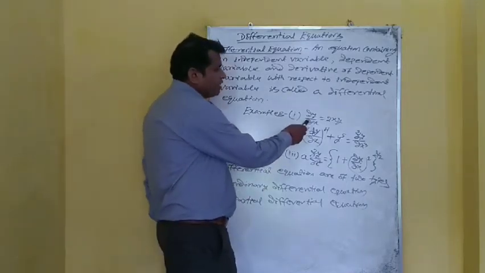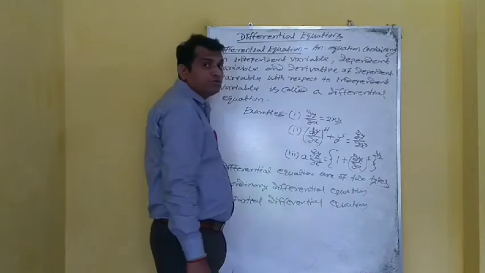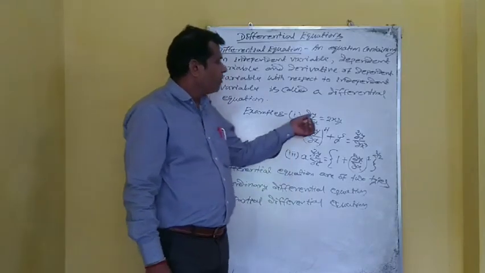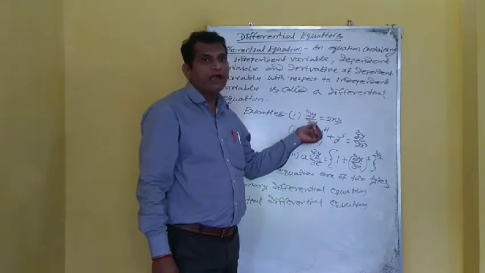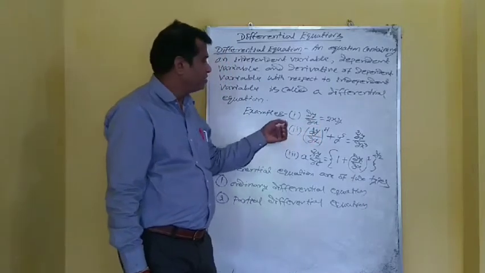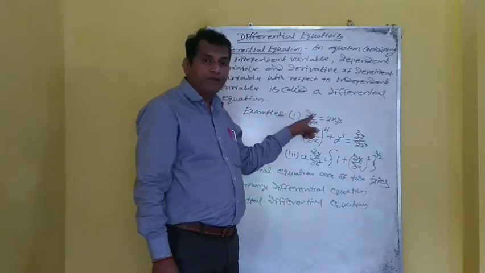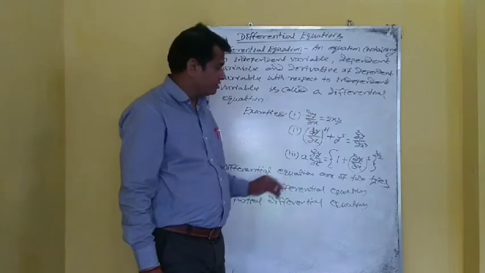Examples: dy by dx is equal to 2xy. Here y is the dependent variable and x is the independent variable. Here it is the derivative of a dependent variable with respect to x.